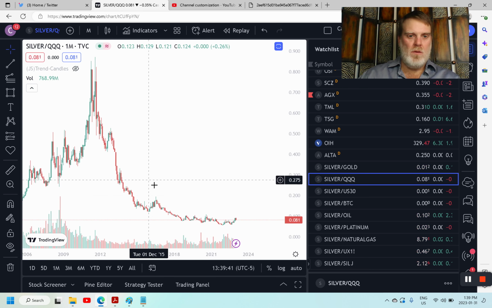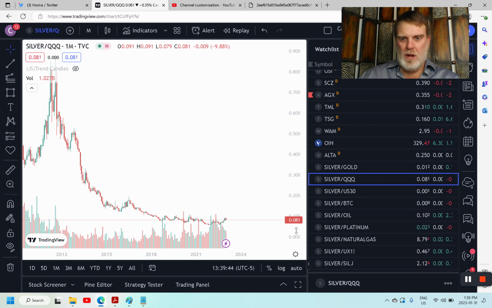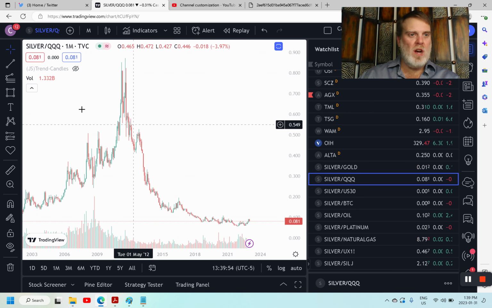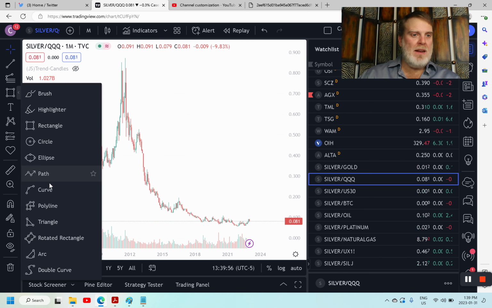So 1 ounce of silver right now only buys you 0.8 shares of the NASDAQ, and later it can get you at the peak 0.85. So this is all that it means, right? We've got this nice pattern here we can do.